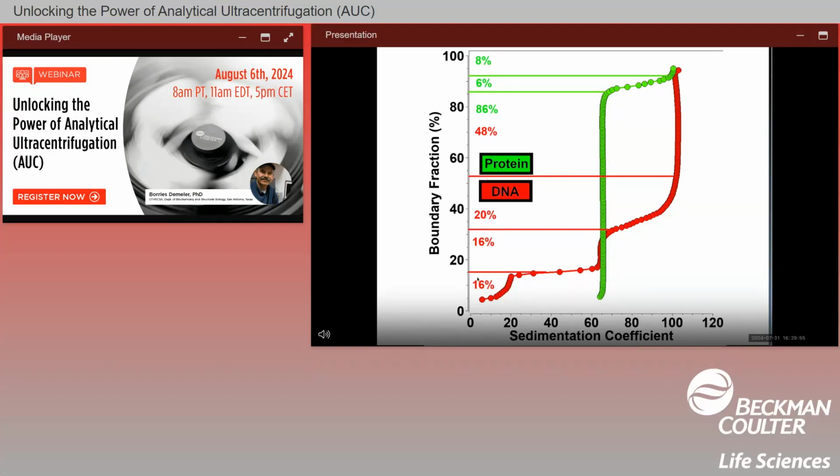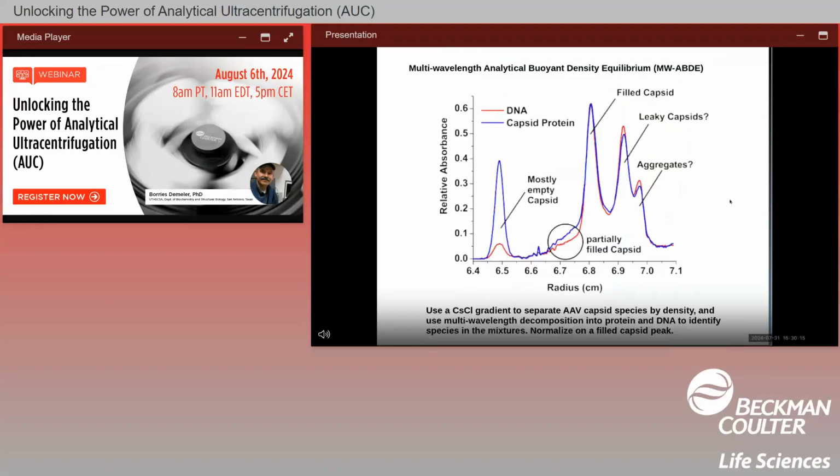In addition, we see that we have about 16% of a contaminant in there that is clearly a DNA contaminant, not a protein, because it just absorbs for the DNA. The protein signal does not have any signal down here. So by doing this multi-wavelength analysis, we can very clearly tell what's in our mixture.